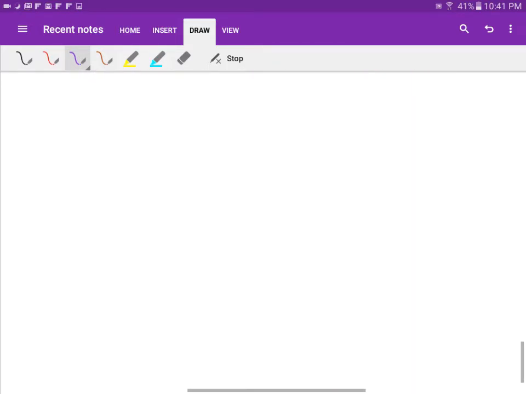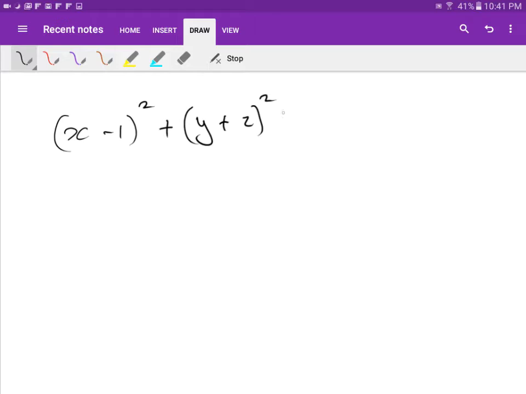Okay, let's say x square. Let's add a bit of flavor to this. Let's say (x minus 1) all squared plus (y plus 2) all squared is equal to 4. Okay, so just think about it.